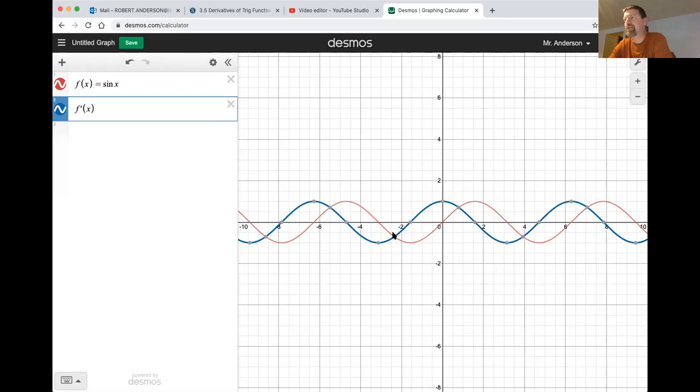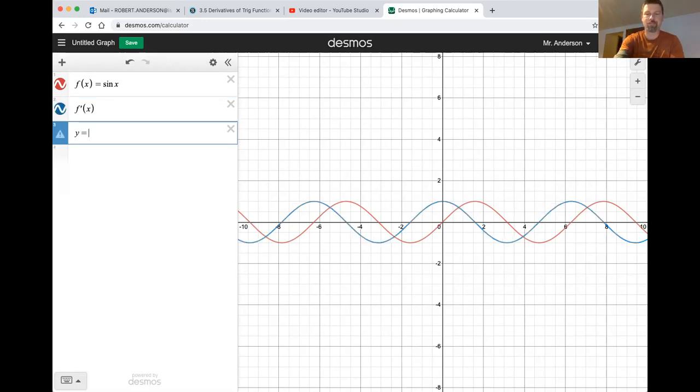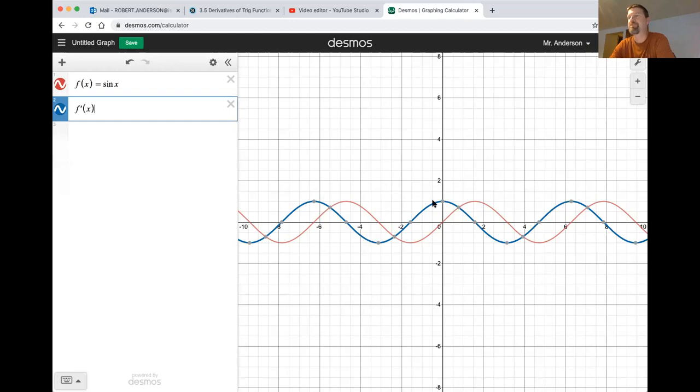You might say, hey, that looks an awful lot like cosine. Is the derivative of sine cosine? If you're not sure, graph cosine. Same exact function right up the top. There's cosine, there's the derivative of sine. Turns out, the derivative of sine is cosine.